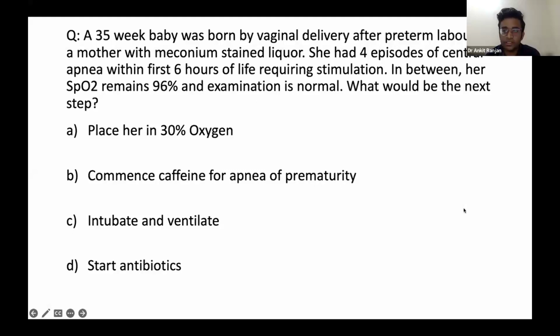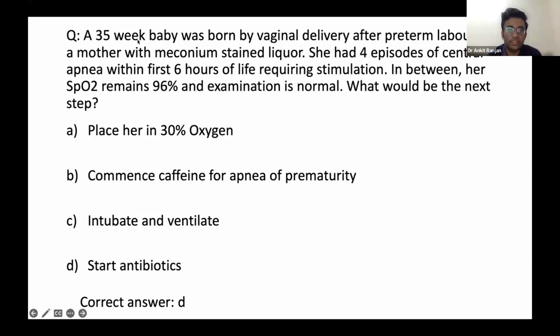Okay, so I can see variable responses. Some people would like to use 30% FiO2. Many of you would commence caffeine. Some would like to even intubate and ventilate the kid. So I think I need to call out Alicia earlier, who has mentioned D, and she is correct. So you need to pick up subtle points in this question.